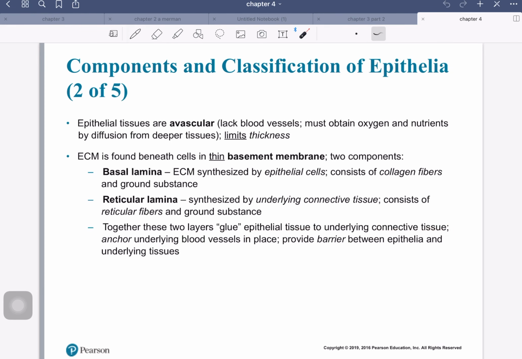And that's something we see quite often: we have epithelial tissue, then a basement membrane, and below the basement membrane is typically some type of connective tissue. Let's just finish this off. We have the two layers, the basal lamina and the reticular lamina, and they help to glue the epithelial to the connective tissue. And of course, there are underlying blood vessels below that, and it's a barrier between the epithelial and underlying tissues.